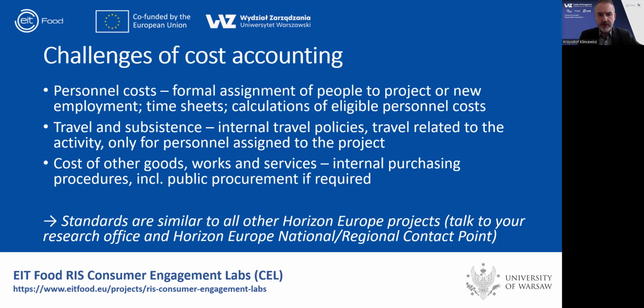And finally, the most challenging part, cost of goods, works, and services. Here, whenever auditors come to an organization benefiting from grants like EIT Food, they start by checking internal purchasing procedures. And some of you might be subject to public procurement regulations. So make sure that whatever you purchase will stay aligned with the legal standards, organizational standards that you have. If you talk to colleagues from your research office or procurement office, they probably won't be surprised, because those standards are very similar to all other Horizon Europe projects.